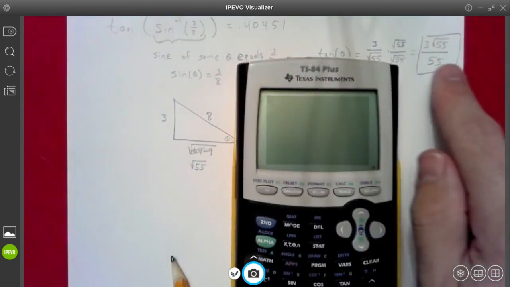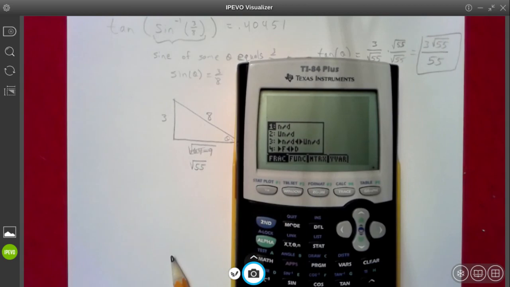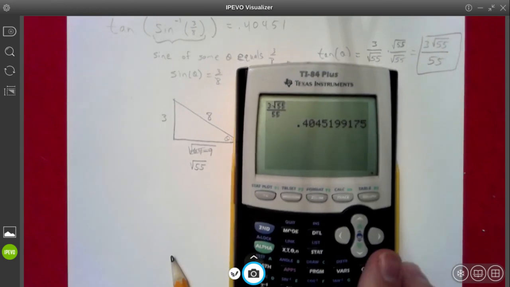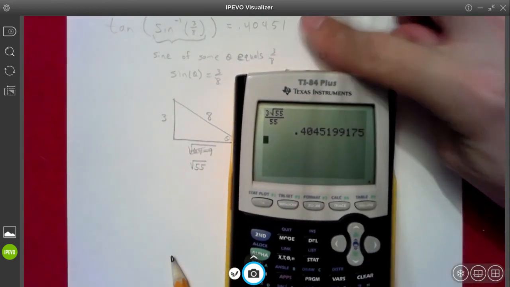All right. And I'll just check this, so this is my exact answer of the decimal I had earlier. I'm just going to check it by typing this in. 3 root 55 over 55. And there you go. All right, it matches the decimal that we had earlier.